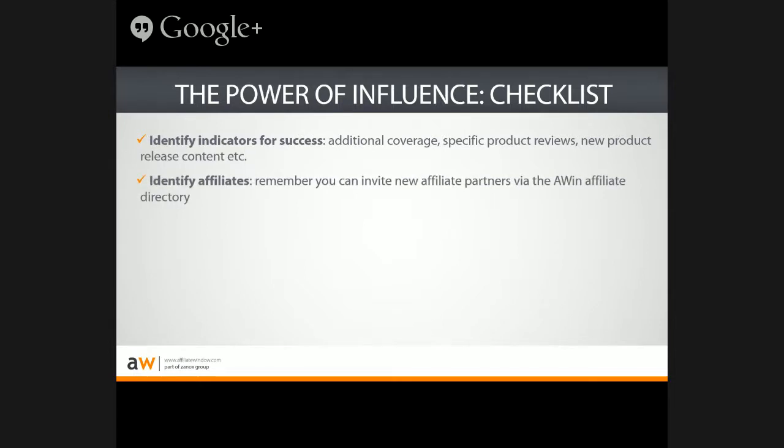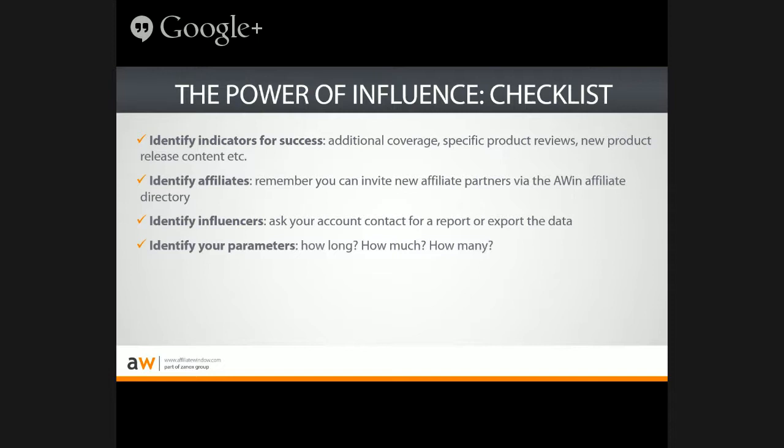We talked about identifying the affiliates. Remember, you can invite new affiliate partners via the affiliate window, affiliate directory. You can also ask your account contact for that report around affiliate influencers who might be relevant to your particular sector. And then you need to identify the parameters as well. How long do I want to run the campaign for? How much budget am I going to set aside? And how many affiliates do I want to target? Then identify the exposure. What additional coverage is realistic, considering what you want to achieve?